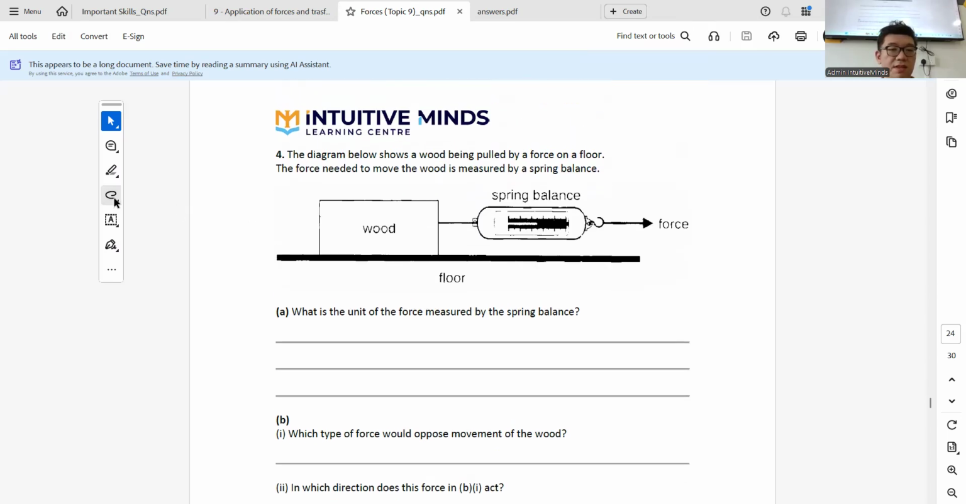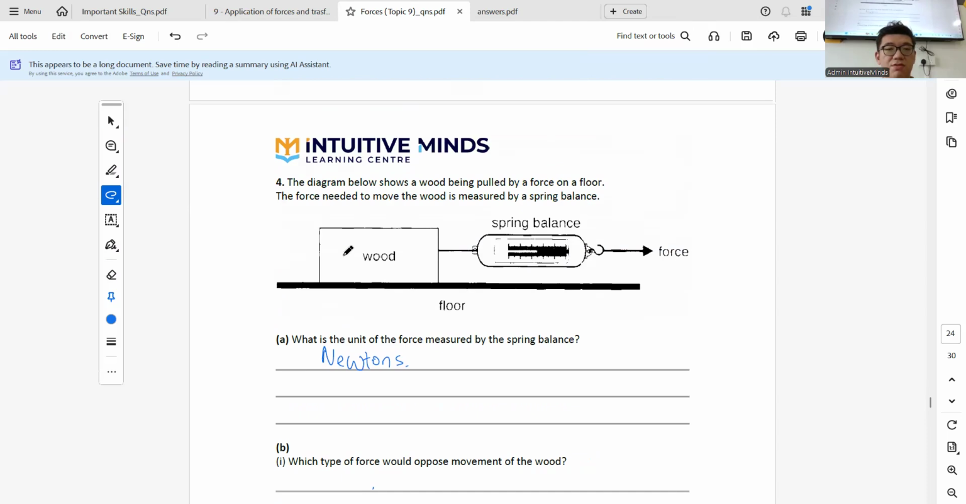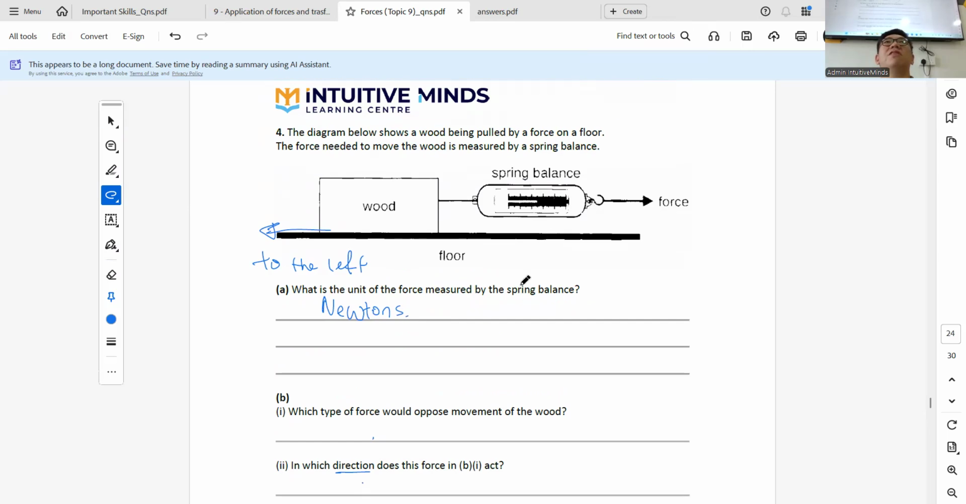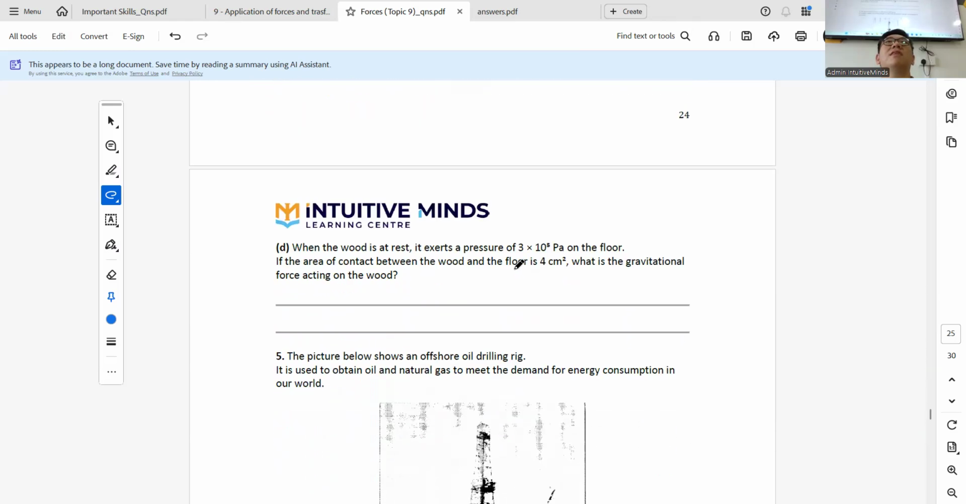Okay, so this one is quite straightforward lah. Newton's. You answer this correct. Which direction? Opposite, or to the left also can. The frictional force is to the left also can. If roughness increases, then more friction, then the reading will be greater lah. So I think this one is quite standard, so it's okay. This one you should have done it.